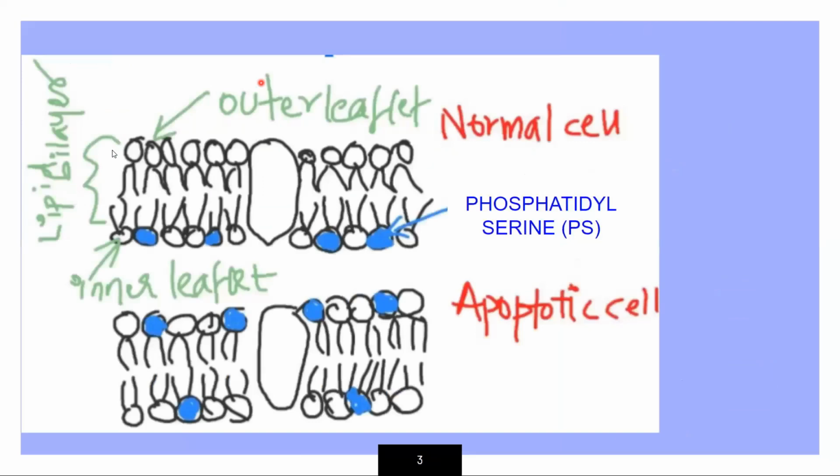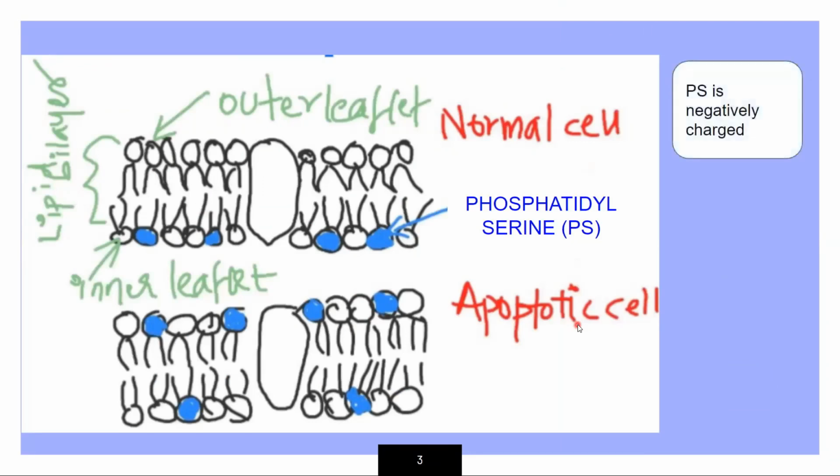So in this is our lipid bilayer. Our bilayer consists of an inner leaflet and an outer leaflet. Now in normal cells, phosphatidylserine, that is a lipid, is present only on the inner leaflet. But when a cell is marked for death by apoptosis, this phosphatidylserine gets flipped up to the outer membrane leaflet. Now this is a sign that the cell is undergoing apoptosis. So we can use this to detect apoptotic cells.